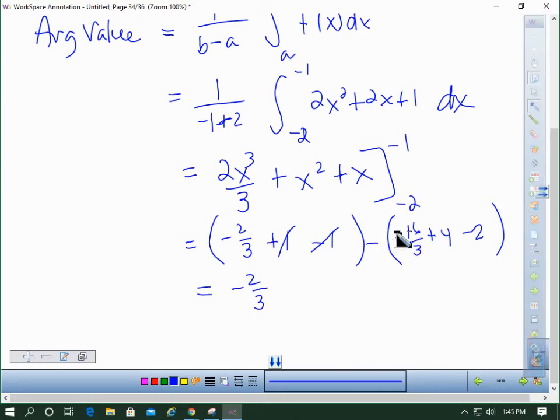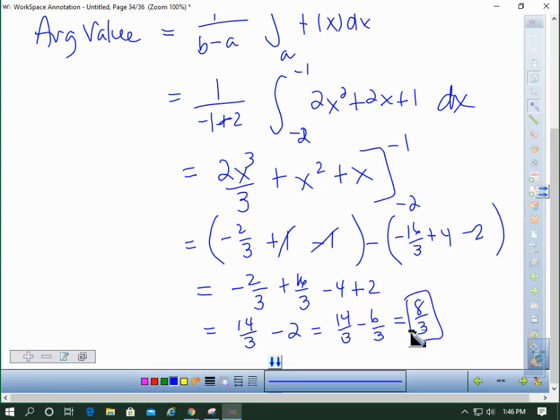If I distribute this across, I'll have a positive 16/3, and then I'll have a -4, and then a +2. So this is going to give me 14/3 and then -2. So 14/3 minus 6/3, because 2 is 6/3, and that's going to be 8/3. So there's my answer. My answer is 8/3. That's the average value.